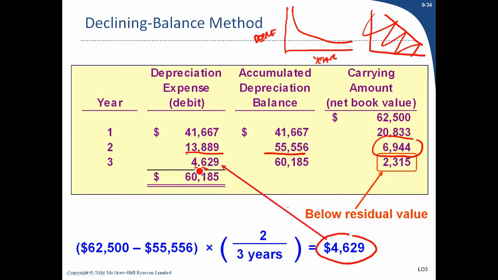Great. What we're saying here is our total depreciation for the 3 years is 60,185. That's a problem because we estimate a residual value of 2,500. And in fact, if we book this entry as is, the 46.29, what we're saying is we expect residual value to be 2,500, but the carrying amount is 2,315. That's going to be a gain when we sell it, right?